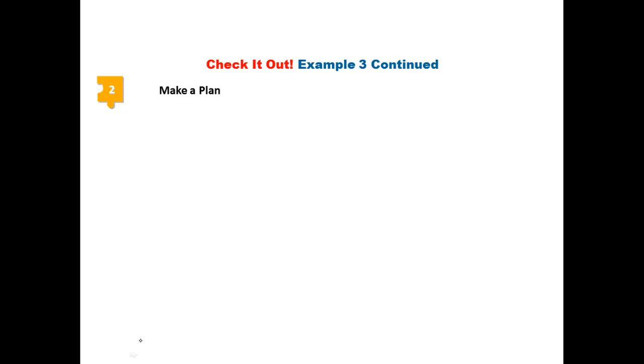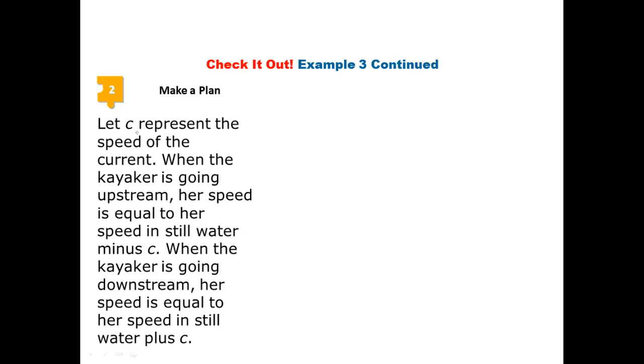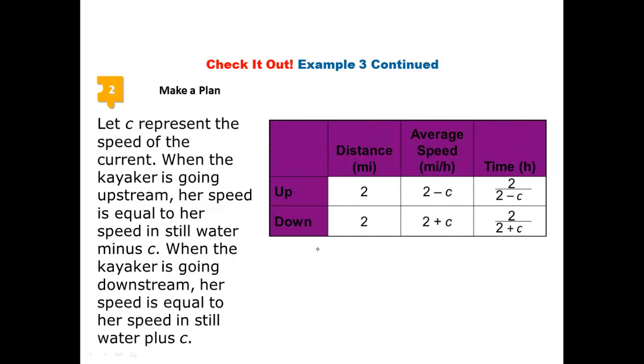So let's set up our problem. Okay, let's let C represent the speed of the current. So if we have our distance table here, she went 2 miles upstream, 2 miles downstream. If she's going upstream, she's going against the current. The current is going to make her speed slower, so her new speed would be 2 minus c. When she's going downstream, she's going with the current. The current's going to make her faster, so it's 2 plus c.